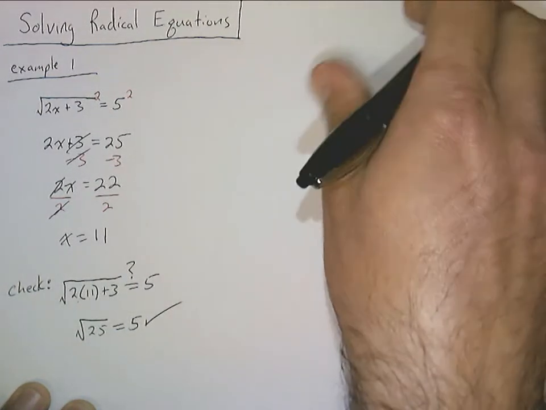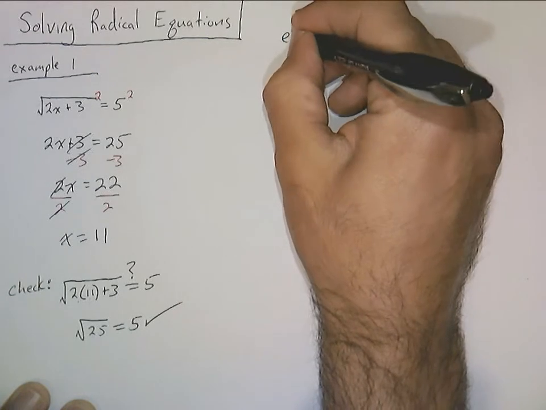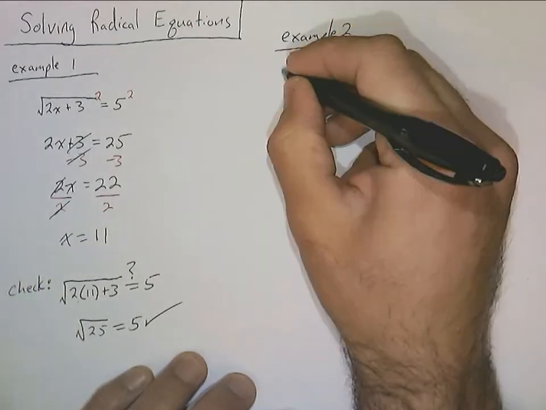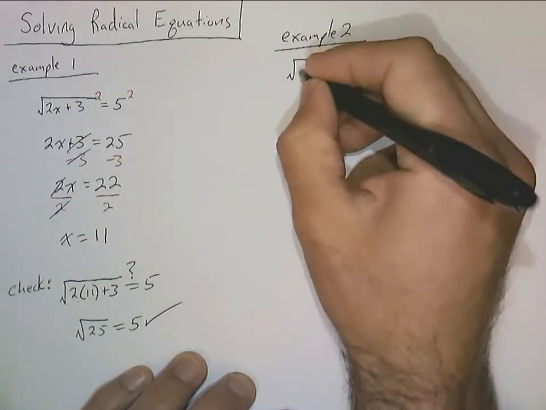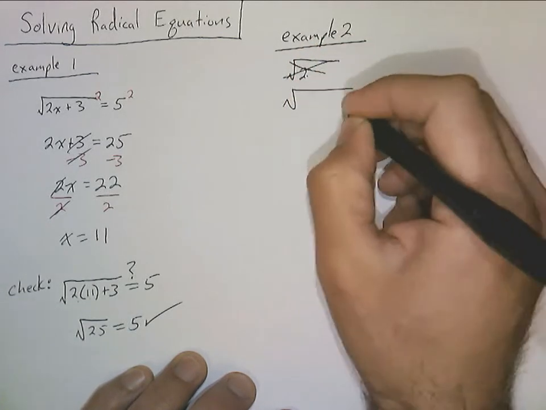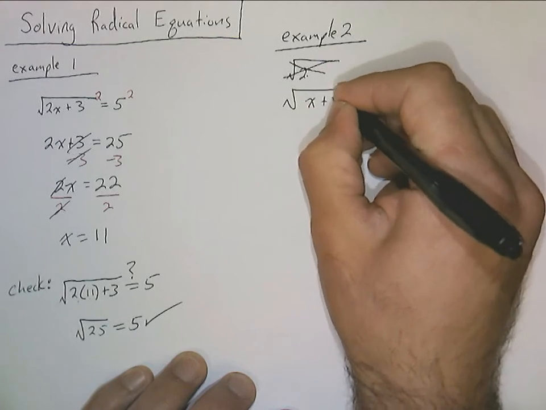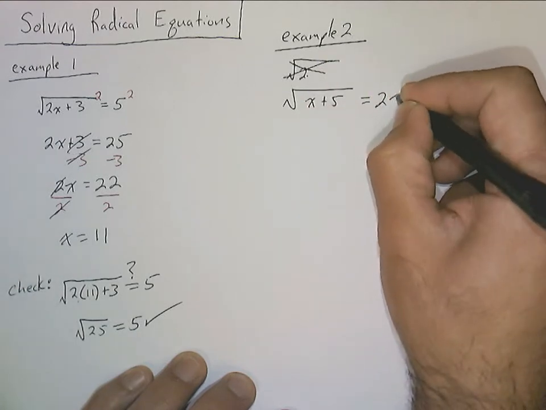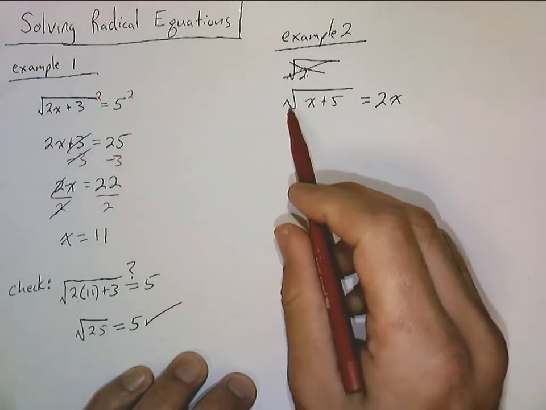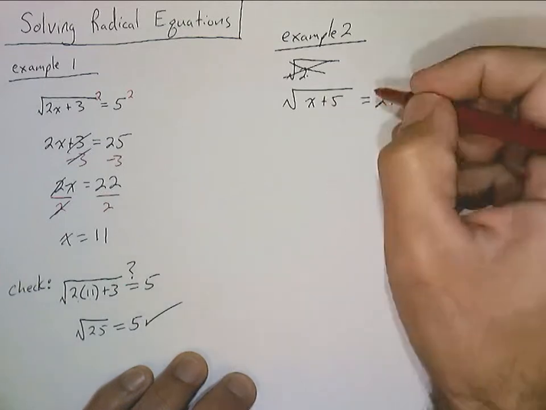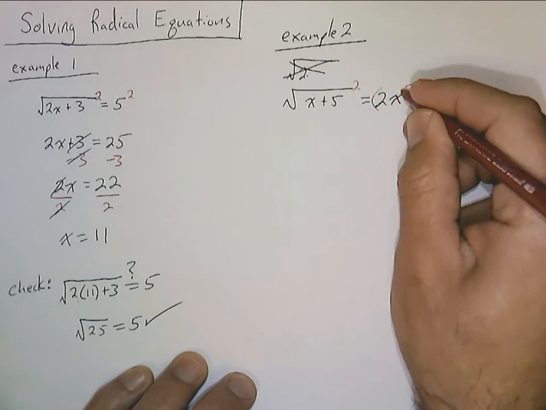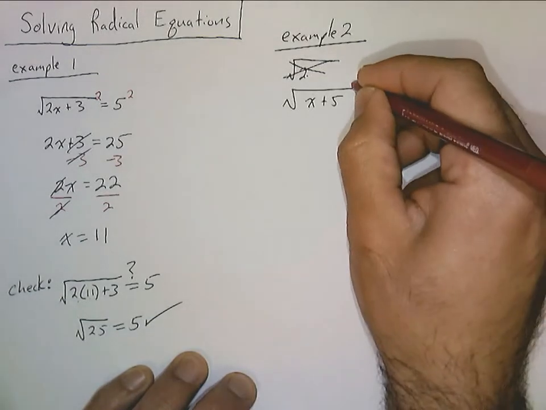Let's try another example here. We'll call this one example 2. Let's say the square root of x plus 5 is equal to, let's say, 2x. Okay, so again, we're only talking about the positive square root here. So first off, we have to square both sides of the equation. Keep in mind, we're squaring the entire side of the equation there, not just the x.